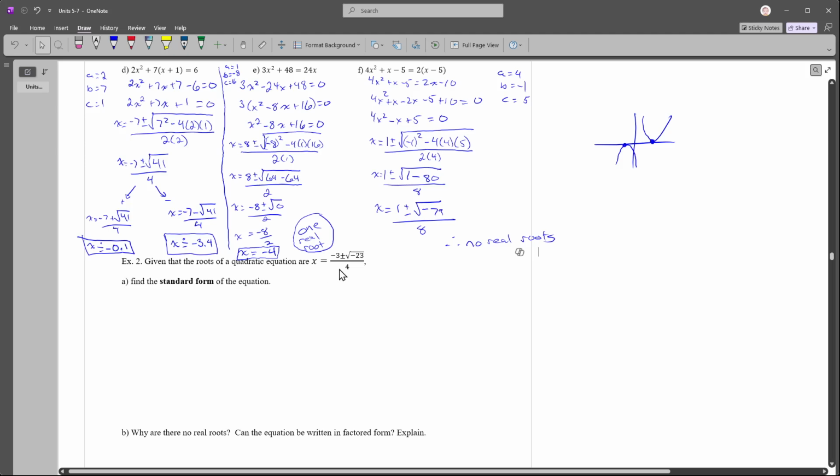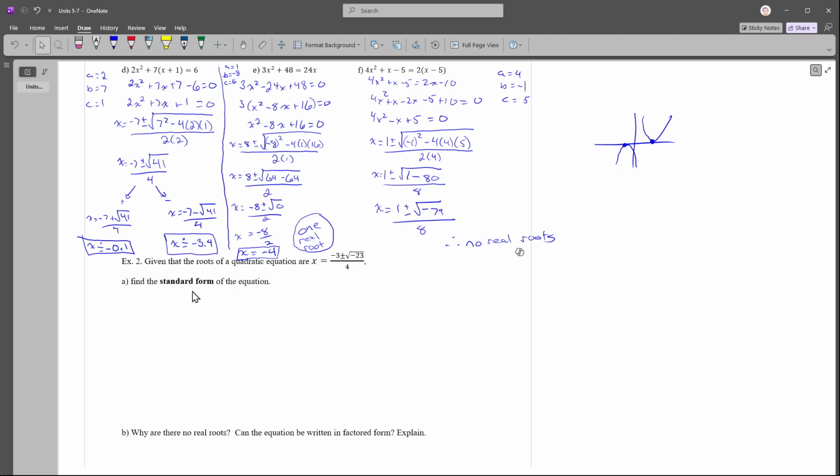So let's say we're given this equation here: x is equal to negative 3 plus or minus the square root of negative 23, all over 4. And I tell you, I want to know what the standard form equation is for this. Now, what do I mean by that? That means I want y is equal to a standard form equation. So y is actually going to be equal to 0 here. So what I'm looking for is 0 is equal to ax squared plus bx plus c.